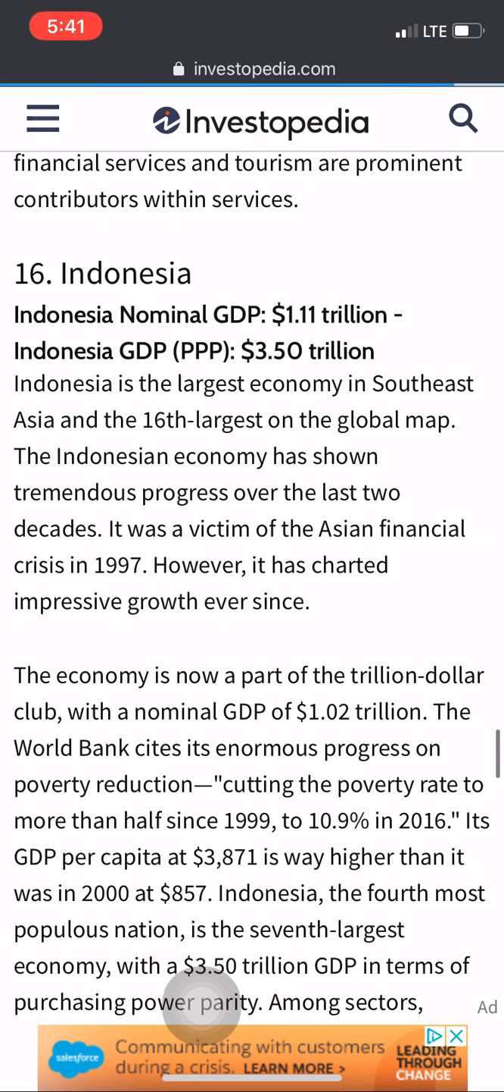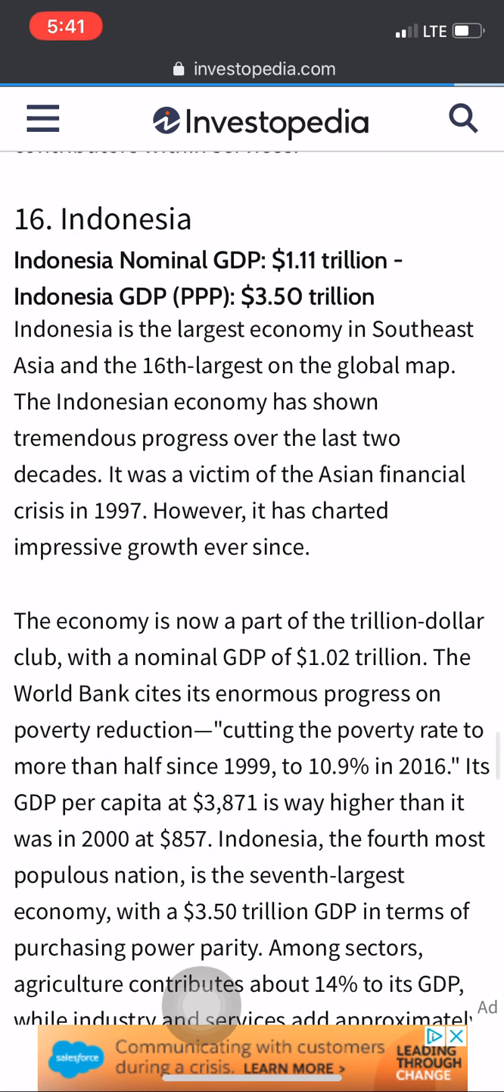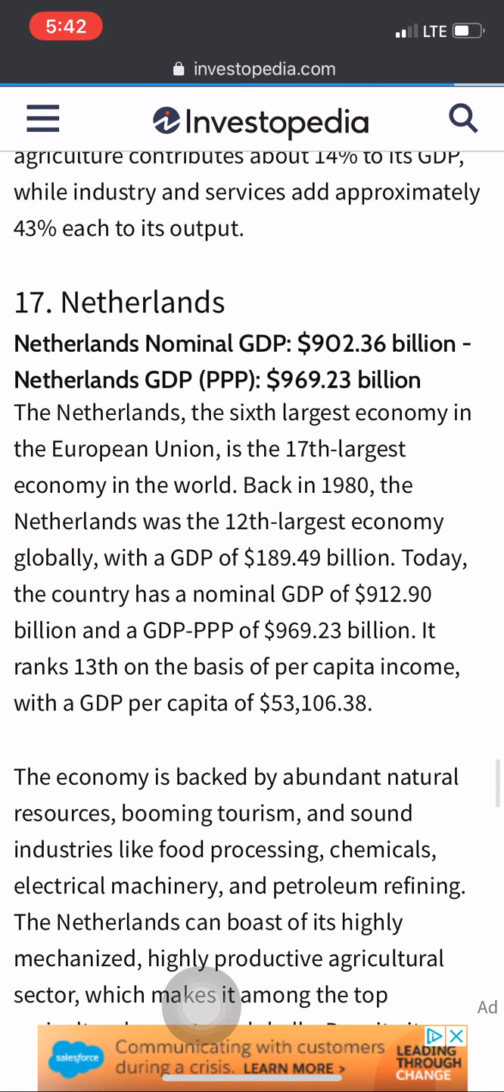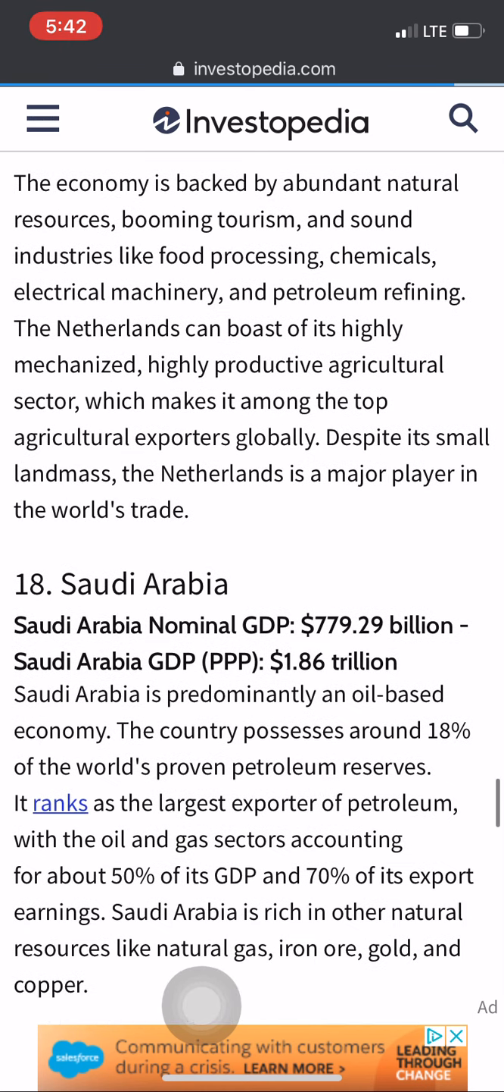When you go to buy something in Indonesia, they are not going to accept dollars. They are going to accept the local currency. So comparing dollars to dollars just doesn't make any sense. So now you have Netherlands. Nominal GDP is 902.36 billion, so we have gone down to billions now, and GDP PPP is 969.23 billion, not that much of a difference.